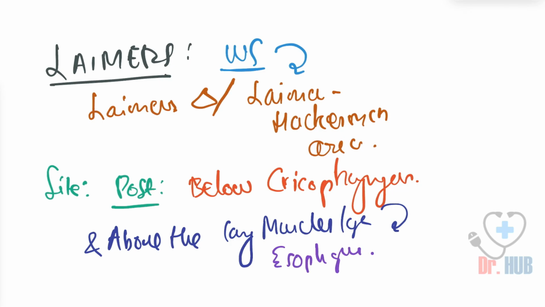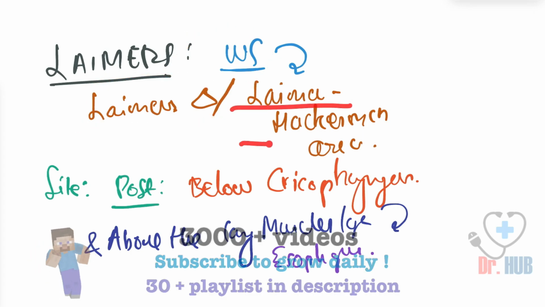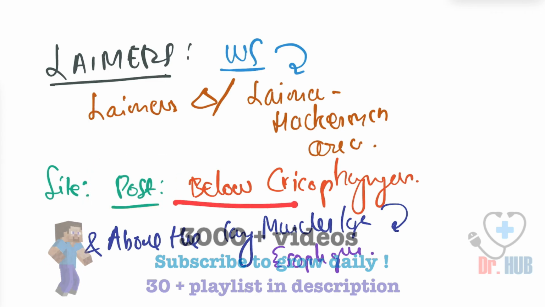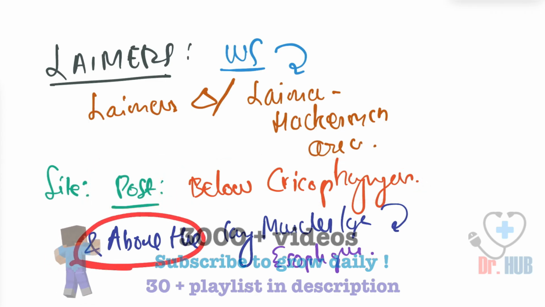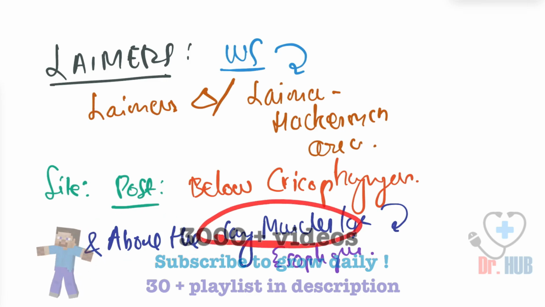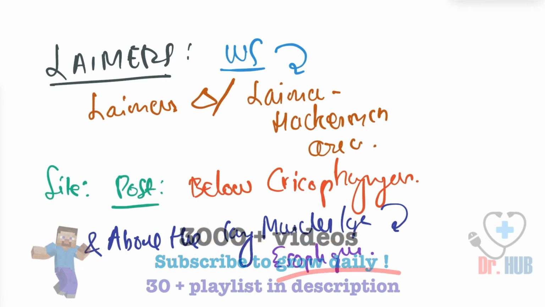Let's just recap. We saw the Lamner's diverticulum. The weak space is the Lamner's triangle, or the Lamner-Hackermann area. The site is posteriorly, below the cricopharyngeus, and it lies above the longitudinal muscle layer of the esophagus.